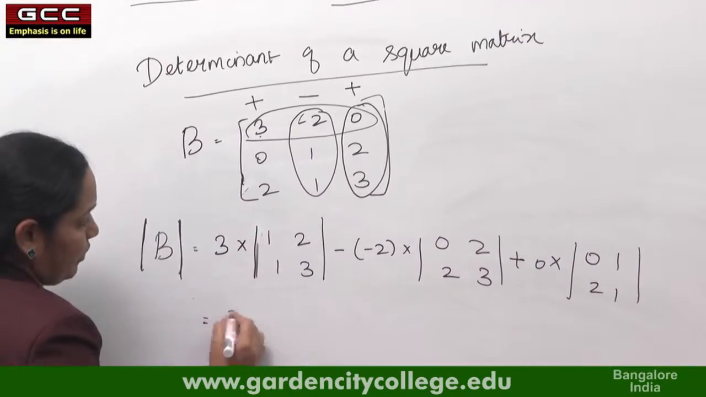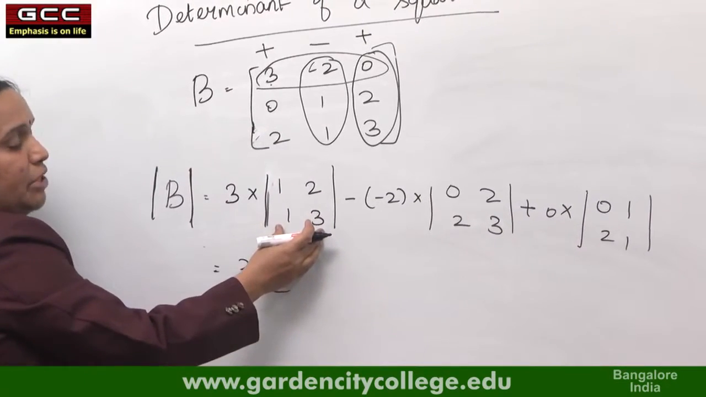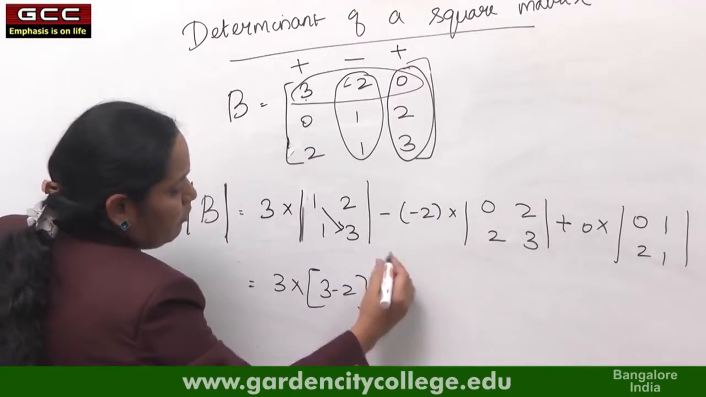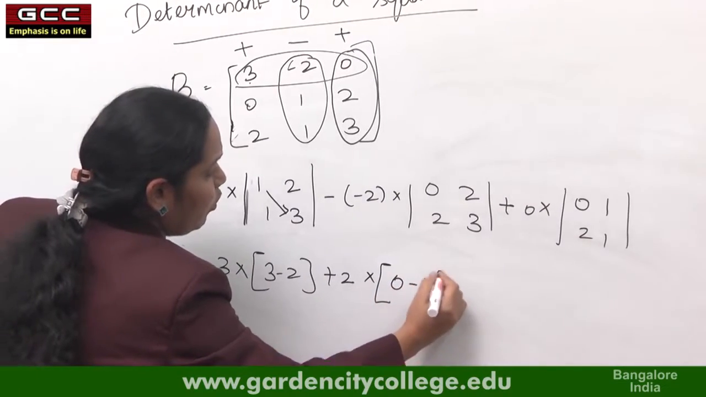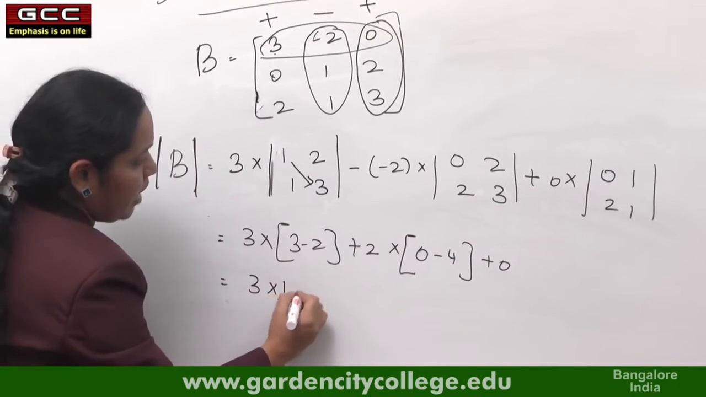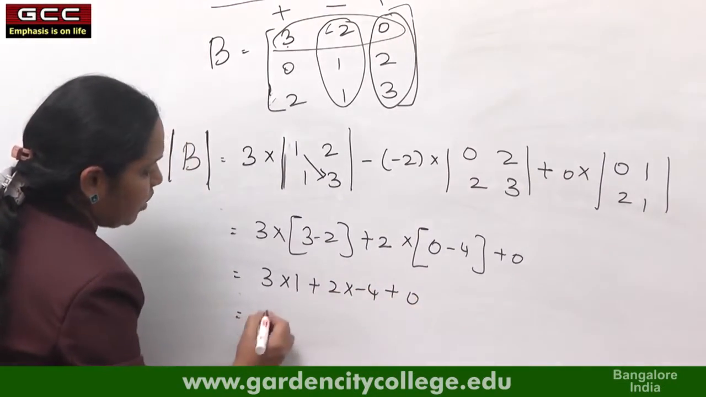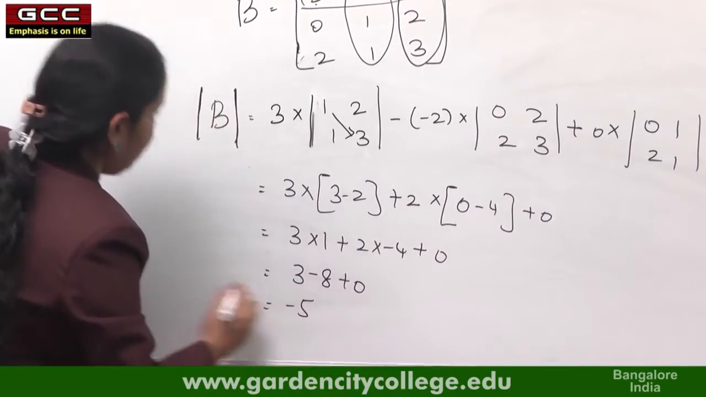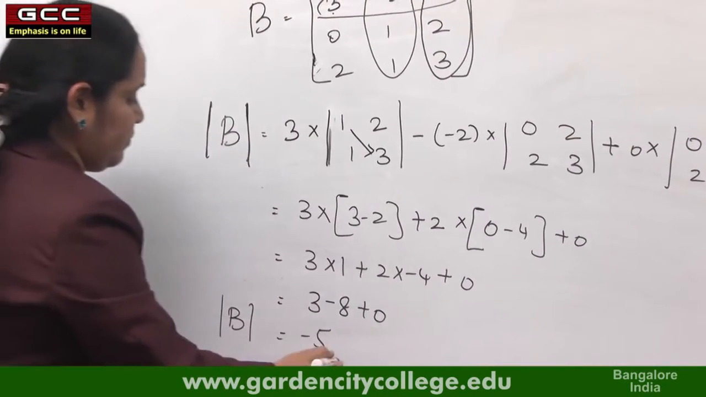So this will be 3 multiplied by, here this is finding the determinant of a 2 by 2 matrix, so 3 minus 2, minus of minus 2 is plus 2 multiplied by 0 minus 4 plus 0, which is equal to 3 multiplied by 1 plus 2 multiplied by minus 4 plus 0, which is equal to 3 minus 8 plus 0, which is minus 5. So here determinant B is equal to minus 5.